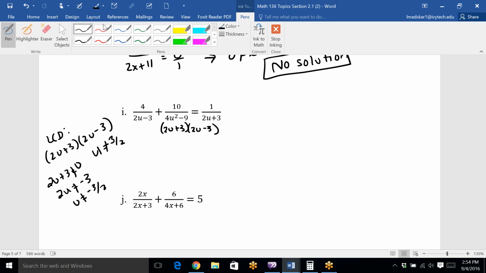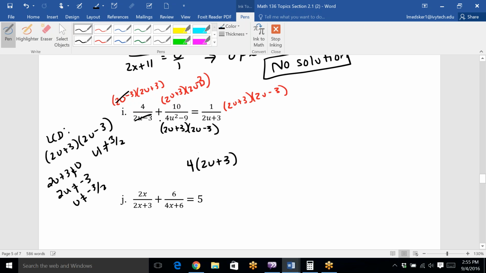So now we multiply everything by the LCD. To save space, I'm just going to do it right here. So I'm multiplying each term by the 2u plus 3 and the 2u minus 3. In the first one, the 2u minus 3's cancel, so you're left with a 4 and a 2u plus 3. In the second one, everything in the denominator cancels, so you're just left with the +10 from the numerator. And the 2u plus 3's cancel on the last side, so you're just left with 1 times 2u minus 3. Distribute.